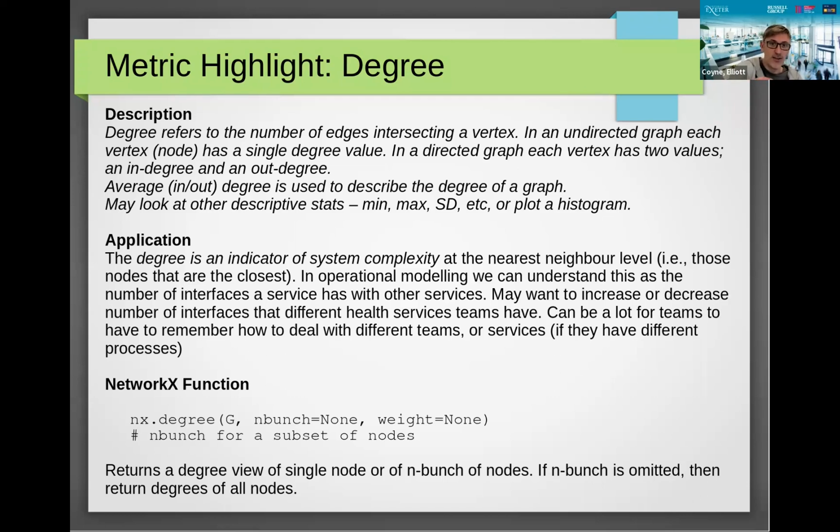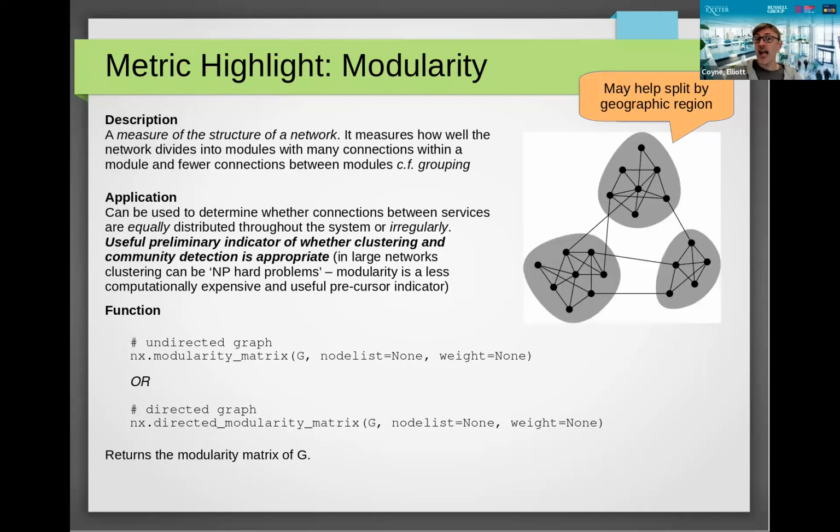So your loss. Next, we've got modularity. And again, I think having the image really helps here. So with modularity, again, you're looking at a measure of the structure of the network and how well the structure divides into modules. And so within each of the gray areas on the image, you can see that there's more connections going on there. And then between the gray regions, there are fewer.